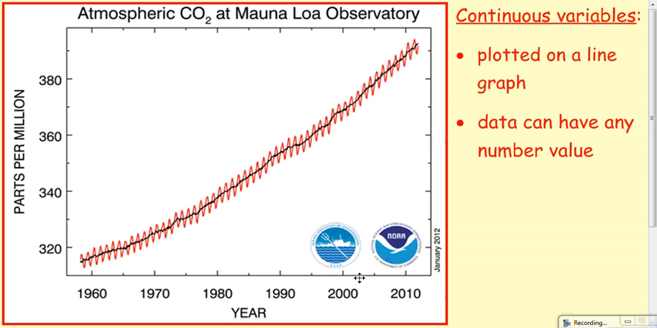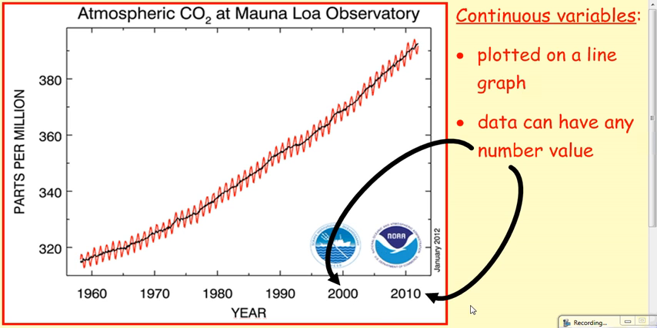Look here. We have the rising levels of CO2 described in 1960, 1970, but look what's in between 1960 and 1970. 1961, 1962, 1965, etc., etc. And that's the difference. The data in a continuous variable can have any number value. Right there. All right, I hope that helps.